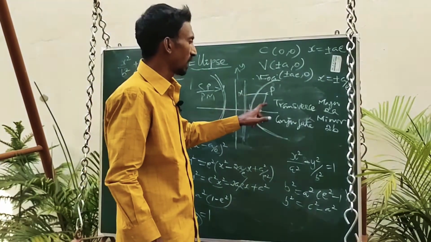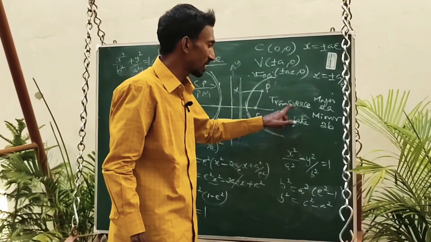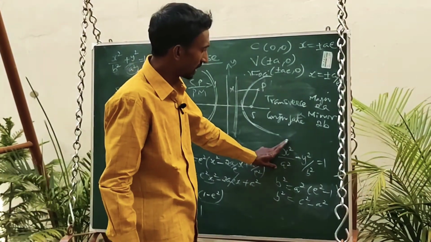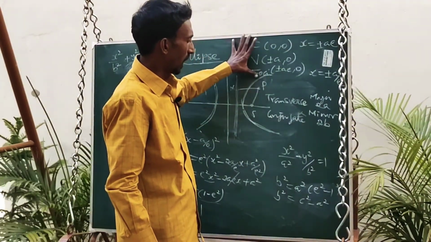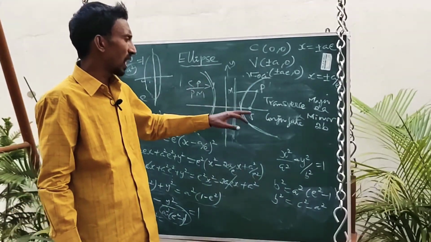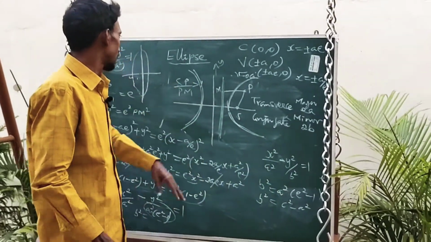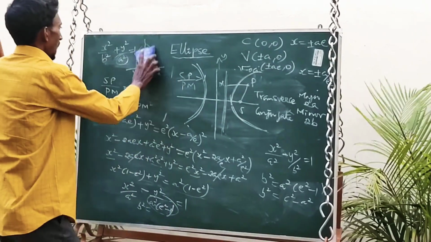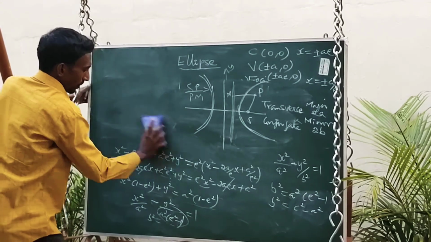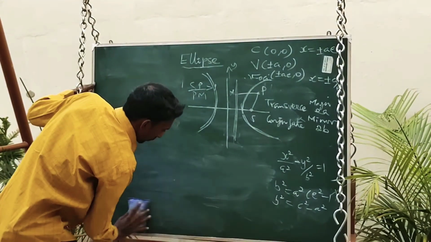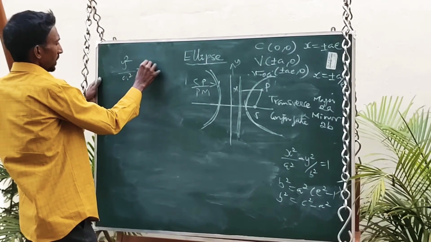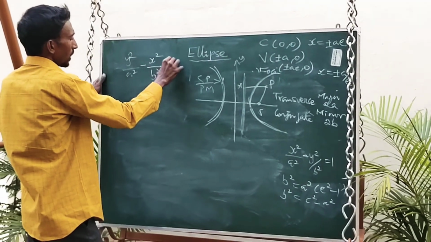Similarly, if the transverse axis is along the x axis, it is the first type of hyperbola, that is the equation, the major points. Suppose the transverse axis is along the y axis, that means it is the second type of hyperbola. Again the equation is y square by a square minus x square by b square equal to 1.